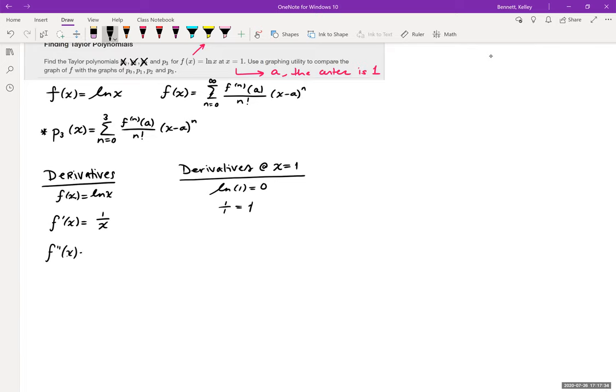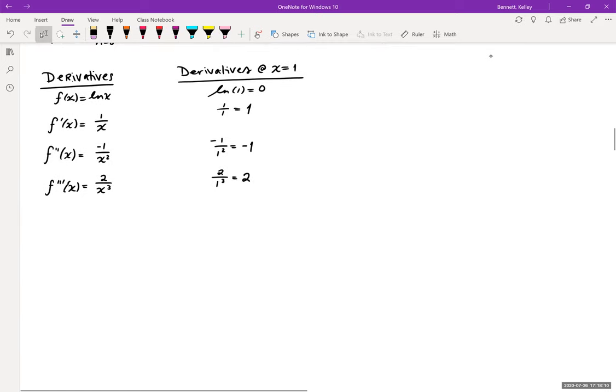Then the second derivative of ln x is negative 1 over x squared. So negative 1 over 1 squared is negative 1. And then the third derivative is the last one I need because this is a third degree Taylor approximation. So I get 2 over x cubed. So this is going to be 2 over 1 cubed, which is 2. So now that I have these, I can go ahead and set up my Taylor polynomial. So again, P3 of x is the partial sum from n equals 0 to 3 of the nth derivative of f evaluated at the center, which is 1, divided by n factorial times x minus the center, which was 1, to the nth power.